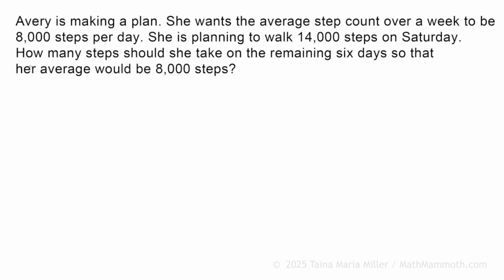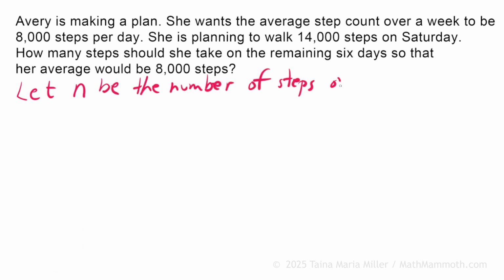Our unknown is how many steps should she take. The number of steps is the unknown. And you always want to record what your unknown is, what it denotes, so that you yourself, if you come back later, or anyone else can read and understand how your problem-solving process goes. So let's call it N. Let N be the number of steps on those 6 days. So during those 6 days, she will take 6 times N steps.